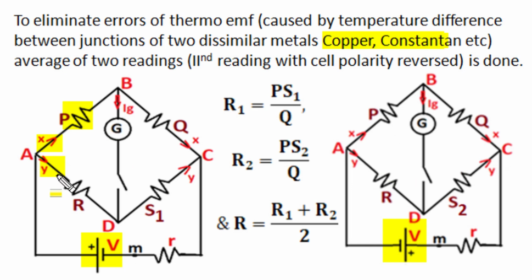So in first case, the unknown resistance R is balanced by a standard resistance S1 value when the ratio resistances are P and Q, and in second case, when battery polarity is reversed, for the same resistance we get balance condition by new value of standard resistance S2, and as per balance condition the product of opposite resistances P and S2 is equal to Q and R, and new value of R could be written like this, and when we take average of these two readings, the error caused by thermocouple EMF gets compensated.